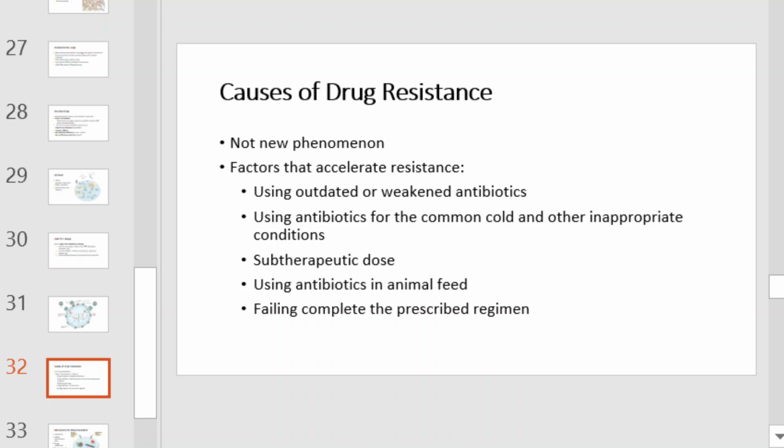Cases of drug resistance. Drug resistance is not a new phenomenon. Factors that accelerate resistance include using outdated or weakened antibiotics, using antibiotics for the common cold and other inappropriate conditions, using a subtherapeutic dose, using antibiotics in animal feed, or failing to complete the prescription regime.